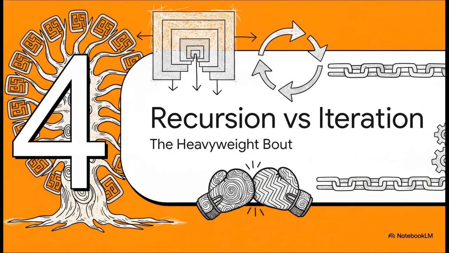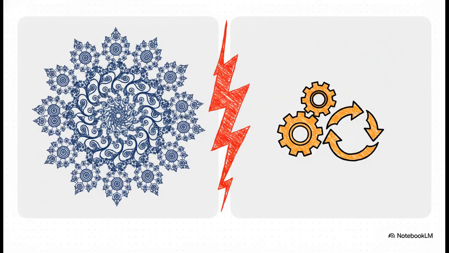Moving on to Section 4, Recursion versus Iteration, the heavyweight bout. It is time for a classic programming showdown, the elegance of recursion against the standard iteration of loops. In this head-to-head contrast, let's look at control first. Recursion uses self-calls, while iteration relies on loops. For stopping points, recursion demands a base case, whereas iteration stops when a loop condition is met.